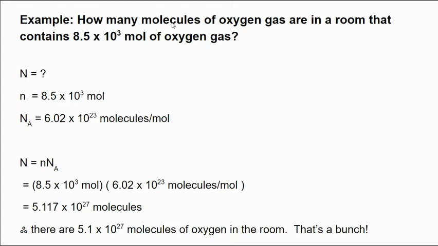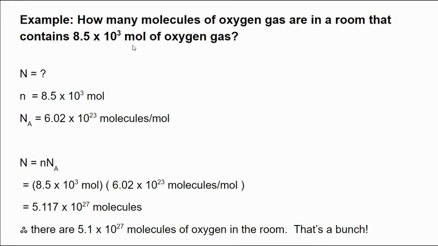Another way that I could think about that is how many particles? And I've just been really specific that the type of particle I have is a molecule. It's not an atom and it's not a formula unit. It's a molecule because O2, oxygen gas, is a covalent substance. So I've written N equals, I don't know, because capital N represents number of particles.